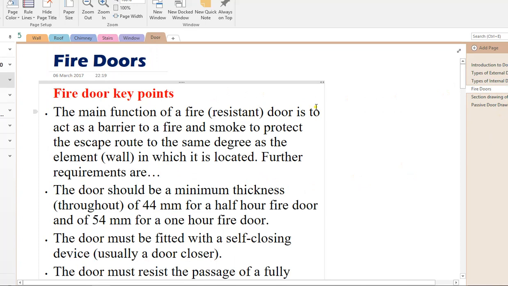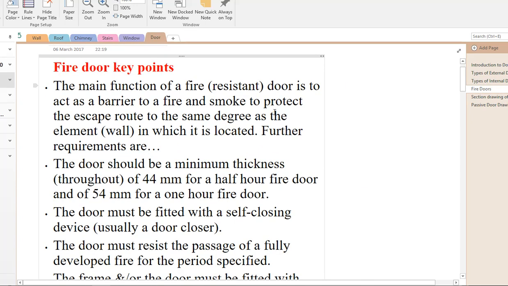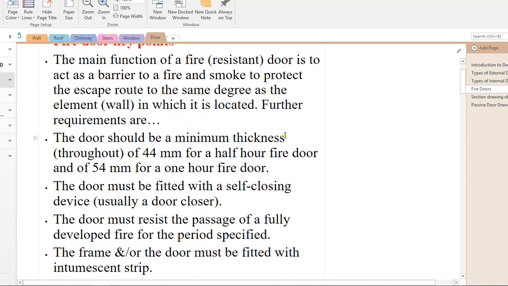The next section here is fire doors. Fire doors are found in all public buildings, and there are a lot of features when we look at fire doors that make them different to the normal run-of-the-mill doors that we'd find in our own homes. Now first of all, they vary in thickness.